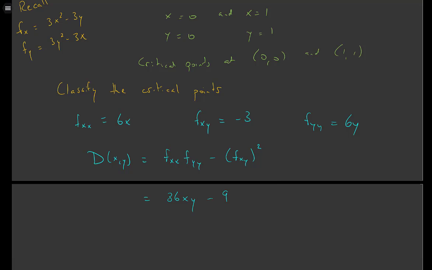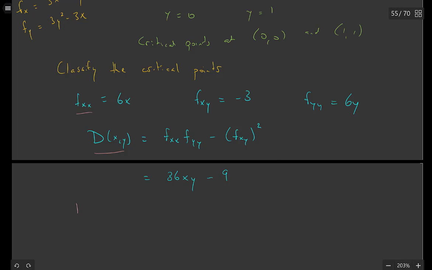So now we've got what we need to classify our two critical points. Remember, our test will use this quantity D, as well as our second partial derivative with respect to x. For the point (0, 0), D at (0, 0) is equal to 36 times 0 minus 9, which is just minus 9. There's no need to look at the second partial derivative with respect to x. If D is less than 0, you can immediately conclude that you've got a saddle point. So that one's done.